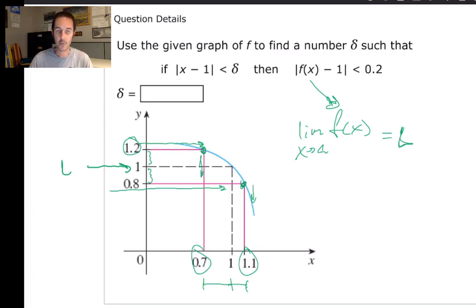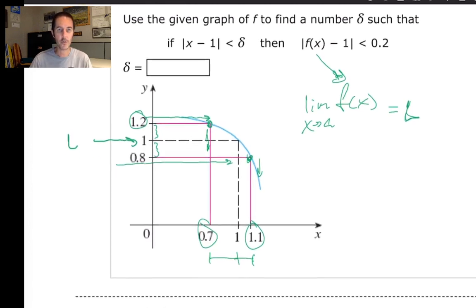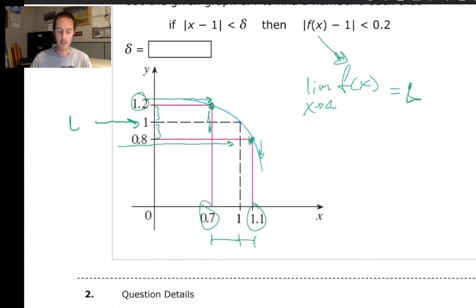You'll calculate what those two distances are horizontally. That's a 0.1 and a 0.3. Don't think about it as a negative 0.3. We're not concerned with direction here. We're just concerned with distance. So we're using absolute values. So you've got 0.1 and 0.3. Which of those two values are you going to assign to delta? Always the lesser of the two.